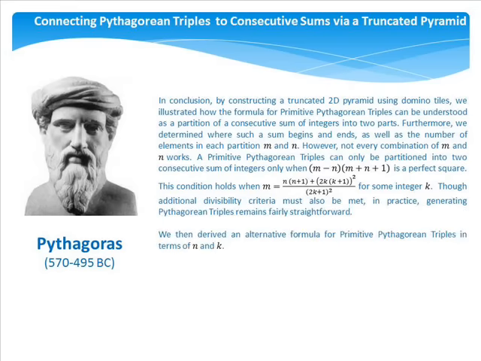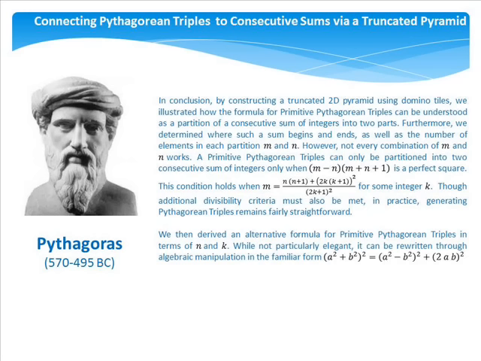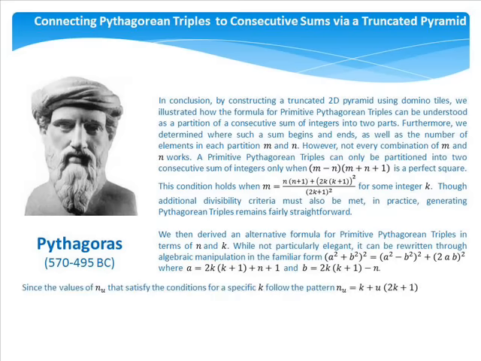We then derived an alternative formula for primitive Pythagorean triples in terms of n and k. While not particularly elegant, it can be rewritten through algebraic manipulation in the familiar form: the square of a squared plus b squared equals the square of a squared minus b squared plus the square of 2 times a times b, where a equals 2k times k plus 1 plus n plus 1 and b equals 2k times k plus 1 minus n.